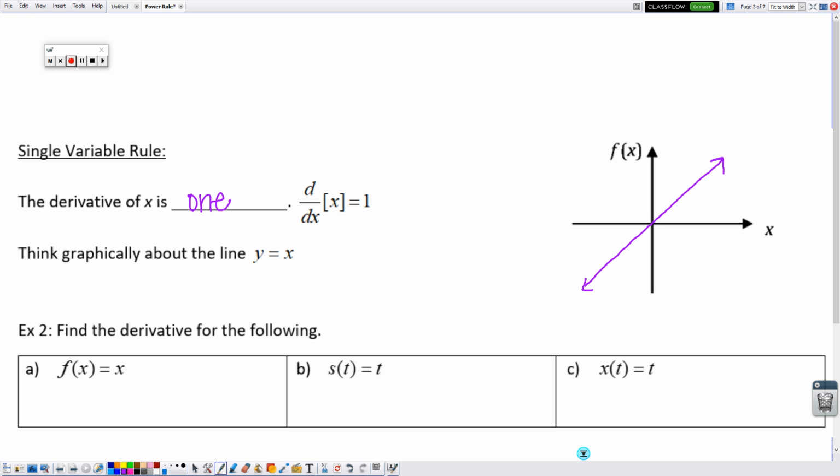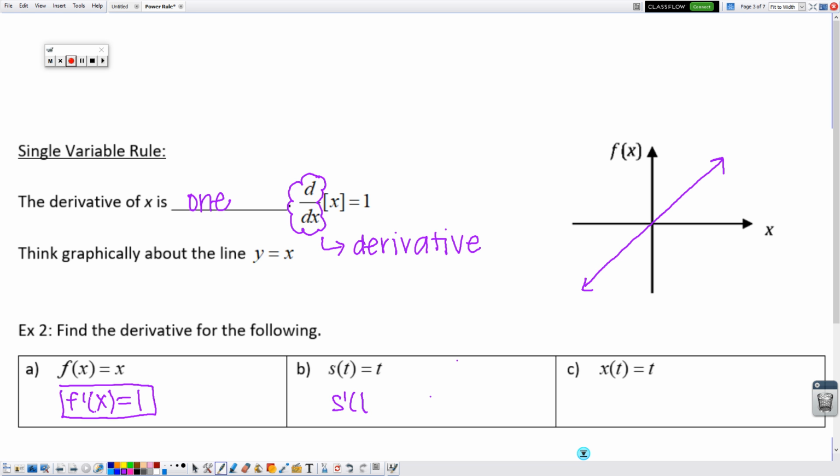Remember, derivative meaning slope. It says think graphically about the line y equals x, which is what I have graphed here. It says find the derivatives of the following. So notice this notation here real quick. d dx. This again just means the derivative. That means the derivative with respect to x. That means doing the derivative of the variable x. So this one is f prime of x equals 1.